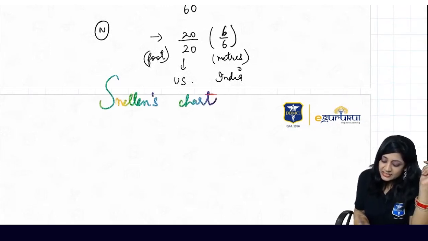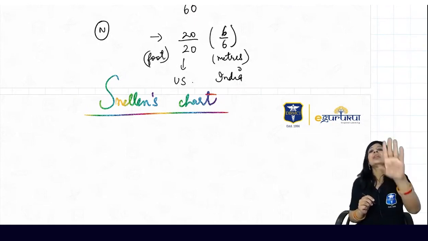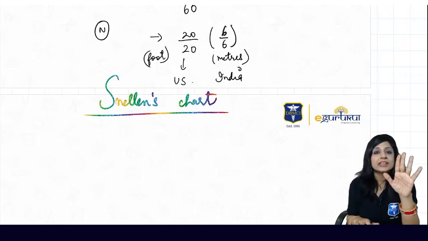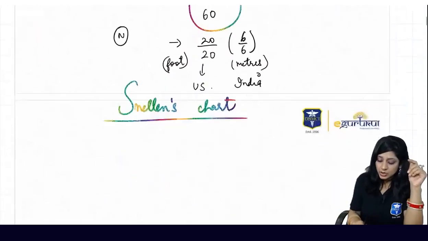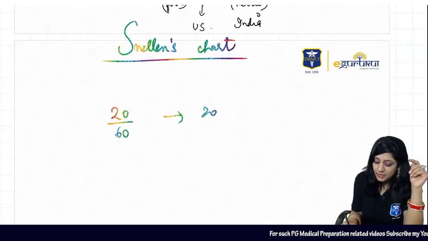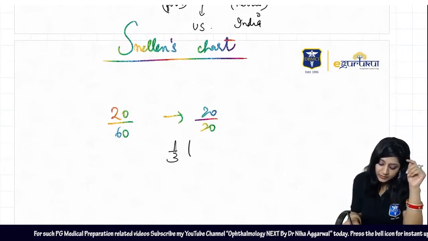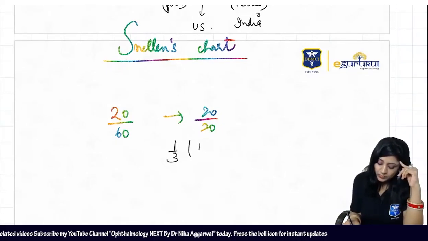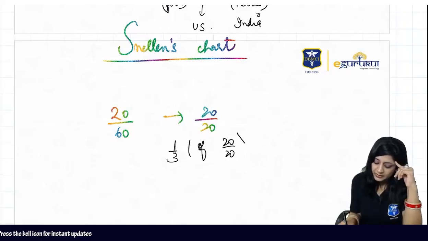So when this child is standing at a distance of 20 feet or 6 meters, he is not reading all the lines. The child is reading only up to 20 by 60. So 20 by 60, if you compare with 20 by 20, is actually 1/3 of the normal. 20 by 60 is 1/3 of the 20 by 20.